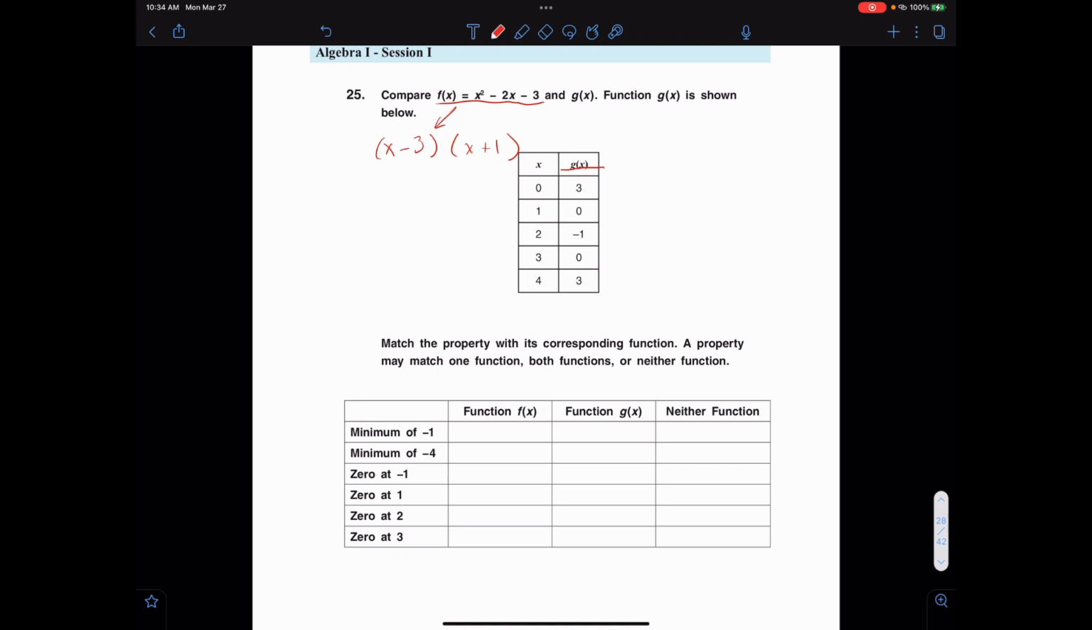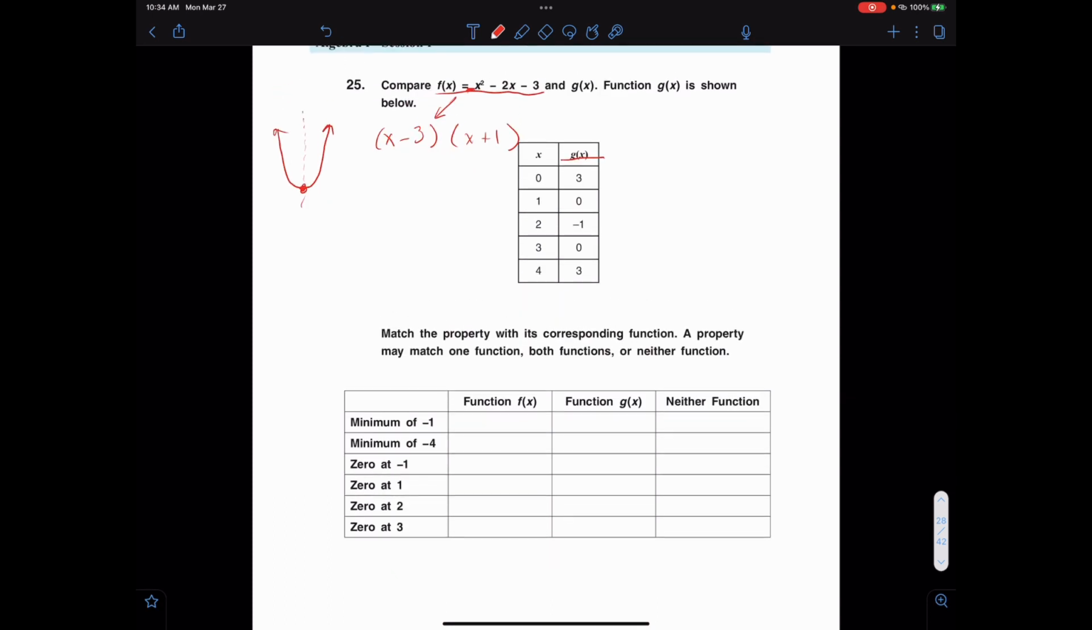Okay, so my function, if you remember right, is going to look like this because it has a positive coefficient. So I know this one's going to have a minimum. So I know my zeros are going to be at 3 and at -1, just like that. Okay, so the next thing here, to find the vertex for the minimum, I do -b over 2a. So -b in this case is going to be 2, and 2a is just going to be 2. So I know my vertex, or my axis of symmetry, is x equals 1.